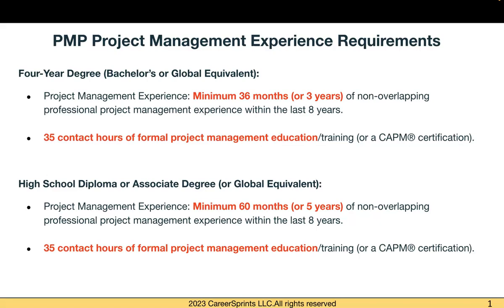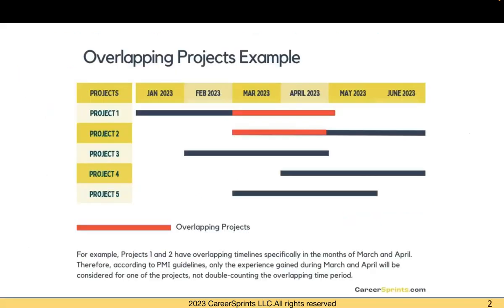Now, one important thing that I want to explain to you is about what is overlapping versus non-overlapping experience. So if you see in this slide, we are basically trying to look at project 1 and project 2 that will help you understand this concept. So PMI basically says that if you're doing 2 projects and if there is a couple of months of overlap of one project with another project, then what they would do in those instances is that for at least one of the projects, they are going to remove the overlapping months.